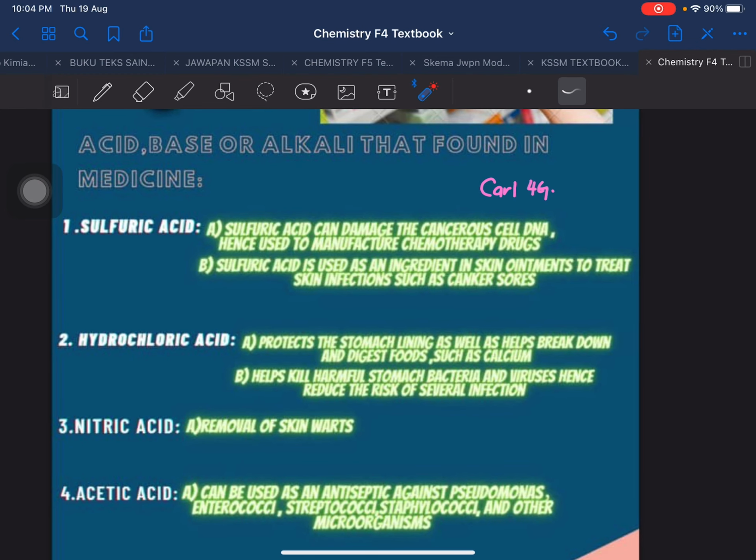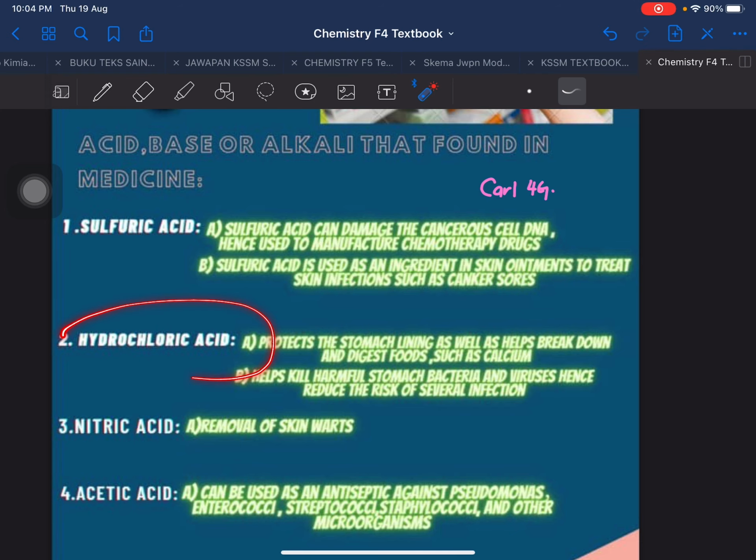The first type of acid is sulfuric acid. Sulfuric acid can damage the cancerous cell DNA. Hence, it is used to manufacture chemotherapy drugs, untuk membunuh sel-sel kanser. Sulfuric acid is used as an ingredient in skin ointment to treat skin infection such as cancer sores. So sulfuric acid juga digunakan dalam ubat-ubatan ataupun sapuan pada kulit.